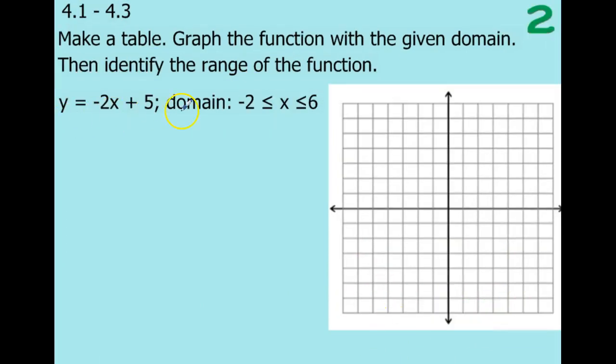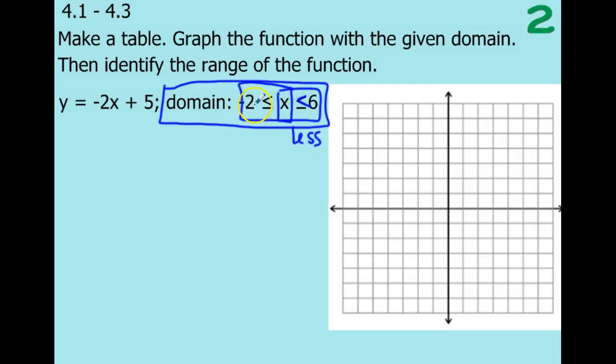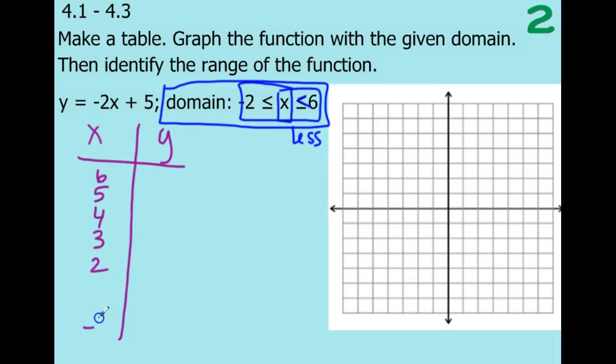Let's do another one just like it, except this time our domain is restricted on both ends. X has to be, like an L, less than or equal to 6, and on this side, greater than or equal to -2. So in my table, xy, x has to be less than 6, so 5, 4, 3, 2, and so on, but it has to be greater than -2. So greater would be towards the positives, -1, 0.